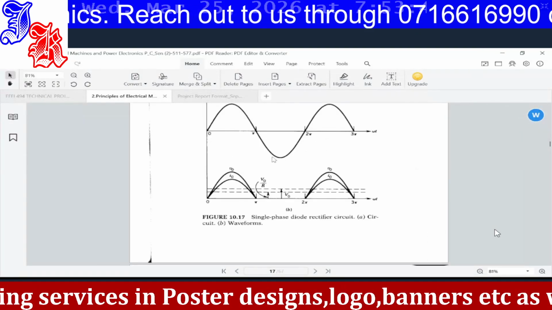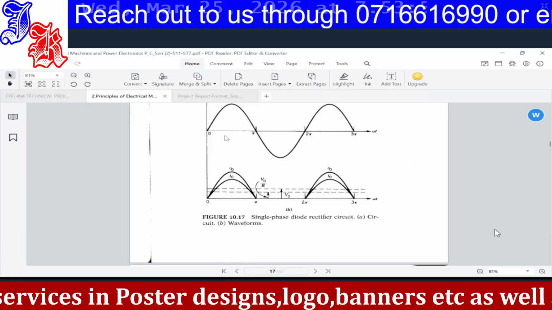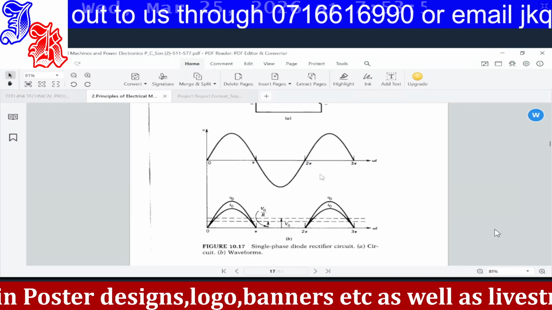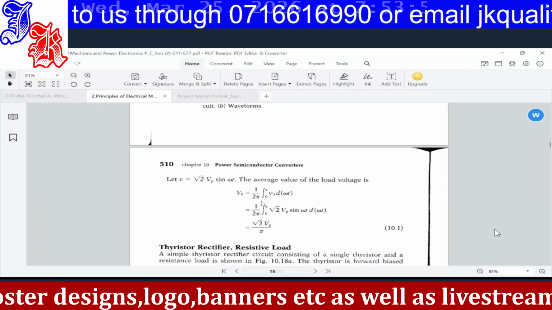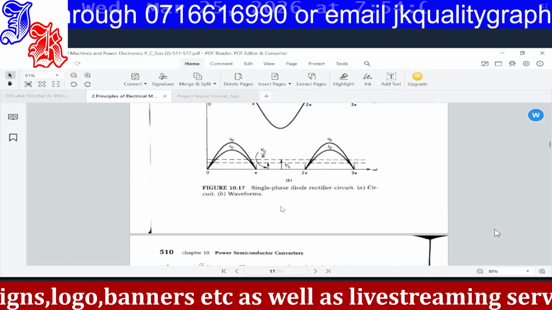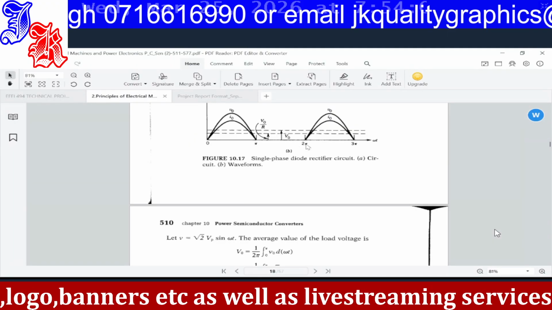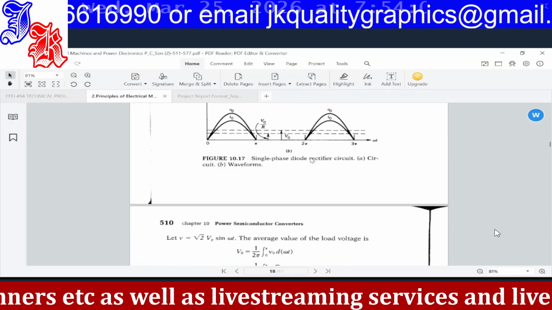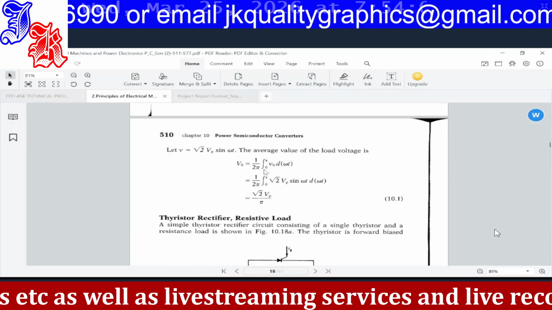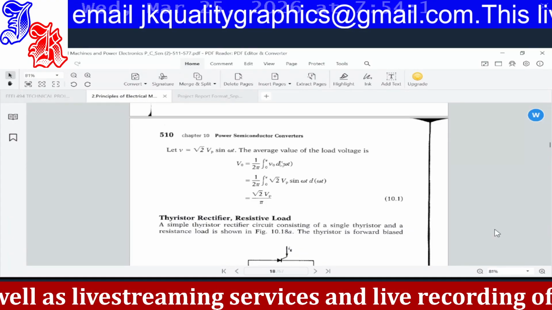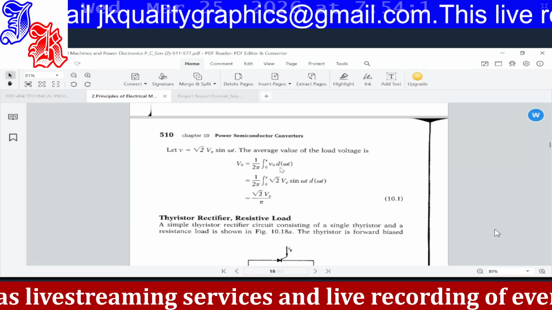What is the whole cycle? The complete cycle is from 0 to 2 pi. So it's 1 over 2 pi. But what is getting to the device is only between 0 to pi, because the other part has been filtered. The other part of the complete cycle has been blocked by the diode. So we integrate over the range of 0 to pi of the output voltage.